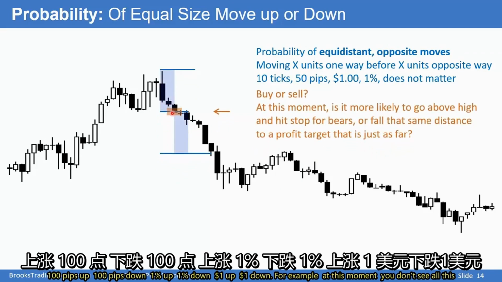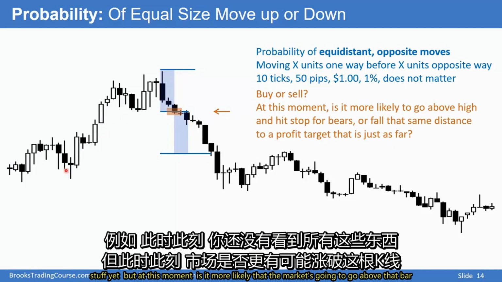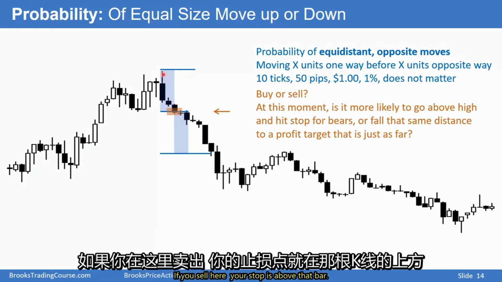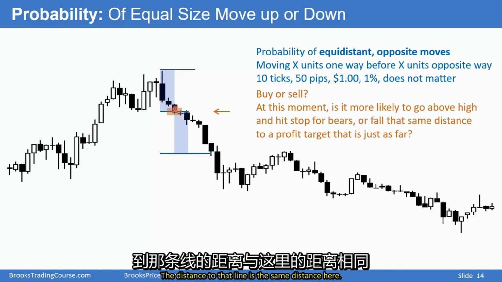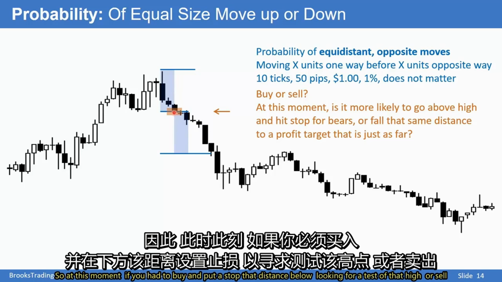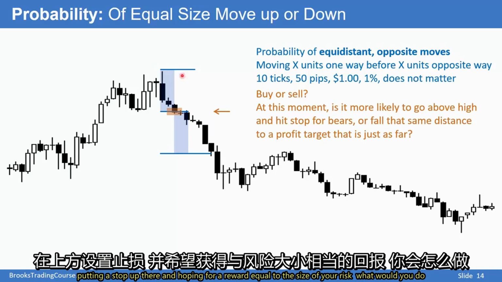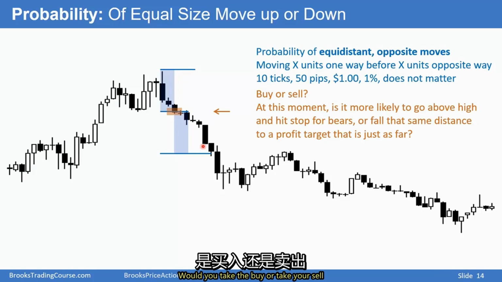For example, you don't see all this stuff yet, but at this moment, is it more likely that the market's going to go above that bar? You know the distance. If you sell here, your stop is above that bar. The distance to that line is the same distance here. So at this moment, if you had to buy and put a stop that distance below, looking for a test of that high, or sell, putting a stop up there and hoping for a reward equal to the size of your risk, what would you do? Would you take the buy or take your sell?